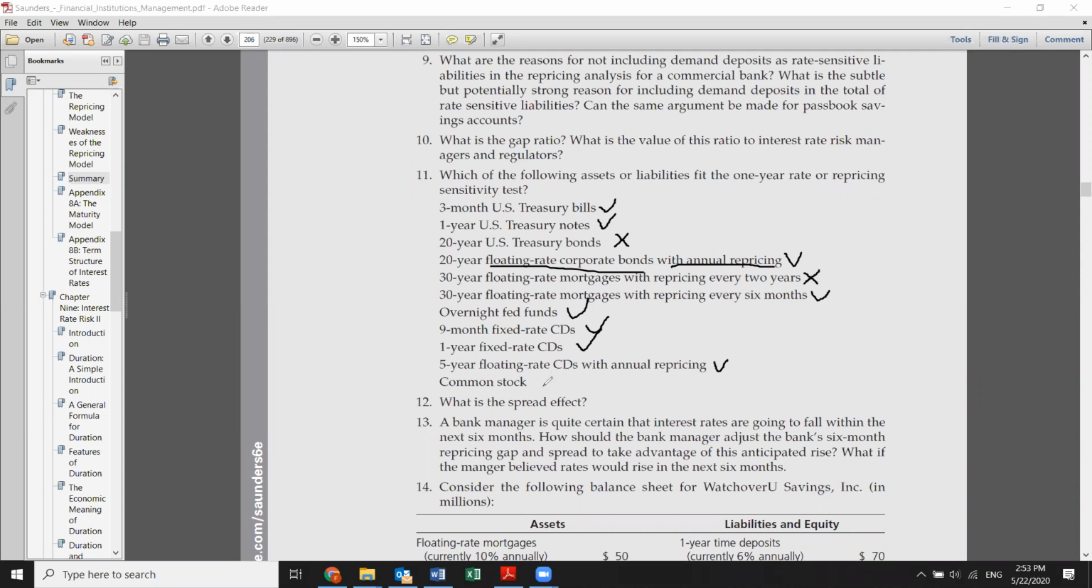And common stock, no, it is not. So this is how we categorize rate sensitive assets and rate sensitive liabilities, and those that are not included. Fixed rate instruments that are not repriced annually, we just exclude them. Okay, do you have any questions? If you don't, I'll proceed.